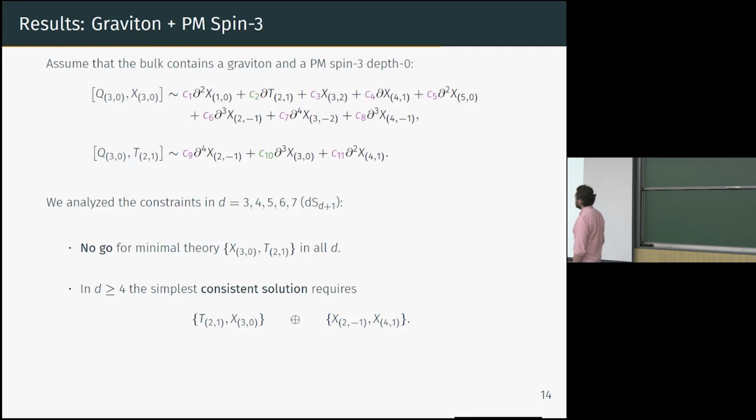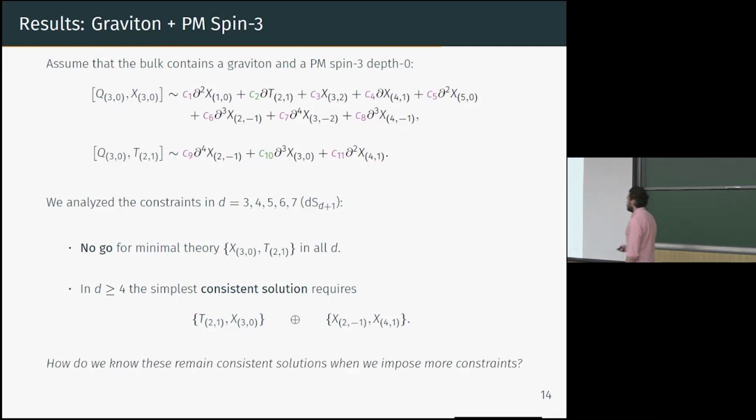Okay, so you might worry. What I've done here is I've just analyzed the simplest set of constraints, but to find consistent solutions, I've had to add new things. So that means I should go back to step 1 of my algorithm, and I should do it again, because now I have more things that are also gauge fields, so they have their own set of constraints. And you might worry that if I keep iterating this, I'm eventually going to rule out all of the models, because the constraints could feed back down. So how do we know that these remain consistent solutions when we add more constraints?